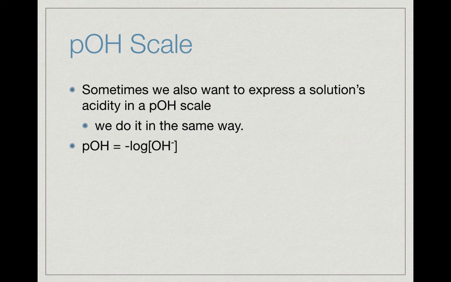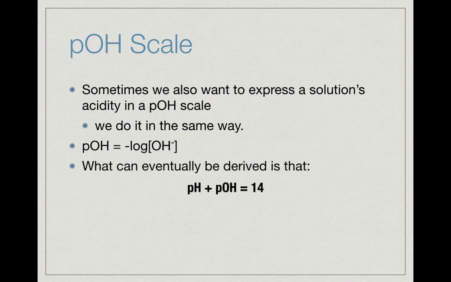And a lot of times the pOH scale will be used for solutions that are more commonly basic as opposed to solutions that are more commonly acidic, or if we just don't know. You don't see pOH as often as you see pH, but occasionally it does show up. What we eventually can derive, if we want, is that the pH value of a solution plus its pOH value is going to equal 14. The 14 comes from the 10 to the minus 14 for that Kw.